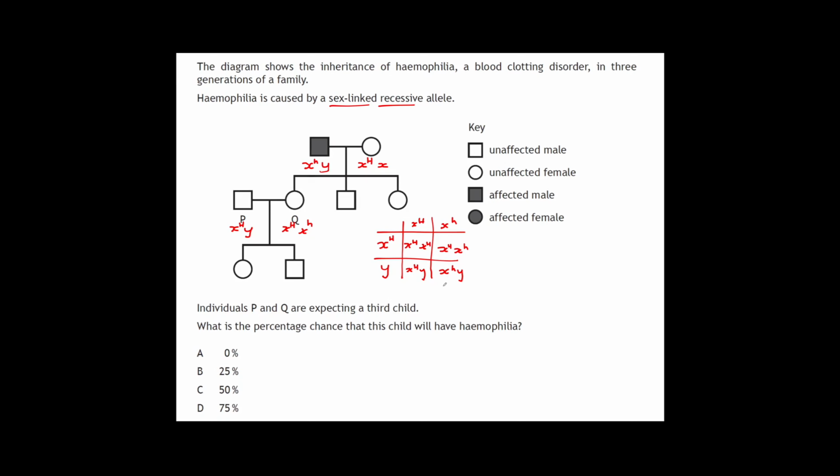Okay, so it's similar to the one we looked at before. What is the percentage chance that this child will have haemophilia? Well, it's 1 in 4. Okay, so again, it's going to be 25% for that one.